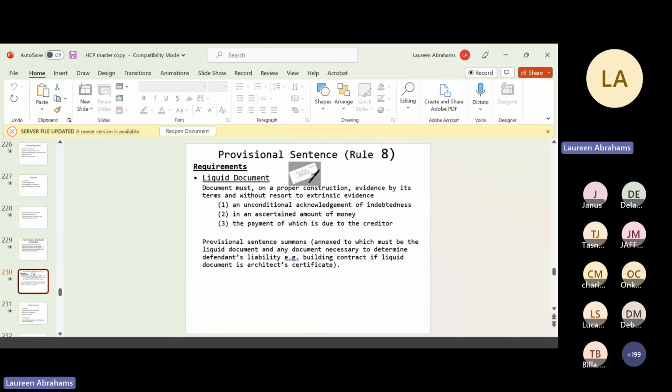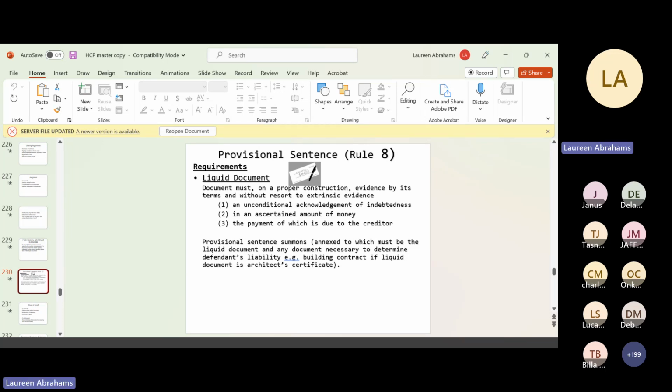Okay, so a liquid document is a document that, on a proper construction, is evidenced only by the terms in the document itself, without resorting to extrinsic evidence. For example, without looking outside of the document for evidence to prove that it is a liquid document. So the document itself must show you I'm a liquid document, right? To personify the document, it must be an unconditional acknowledgement of indebtedness in a certain amount of money, the payment of which is due to the creditor.